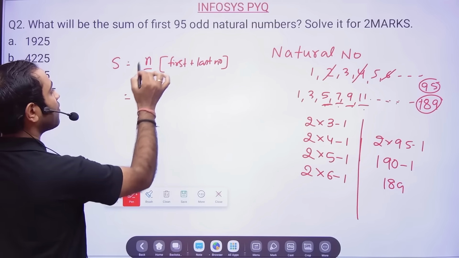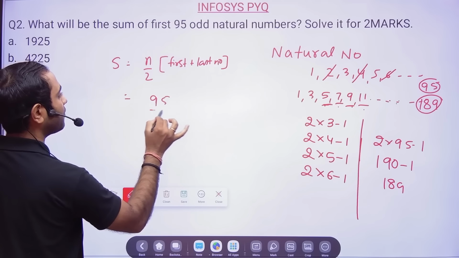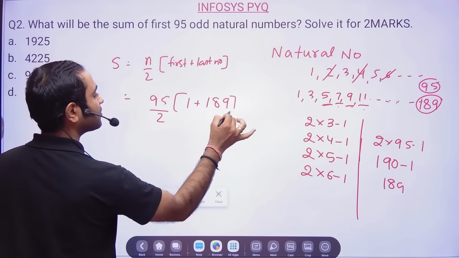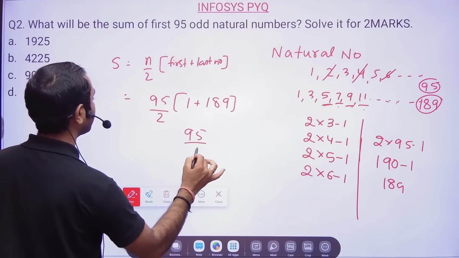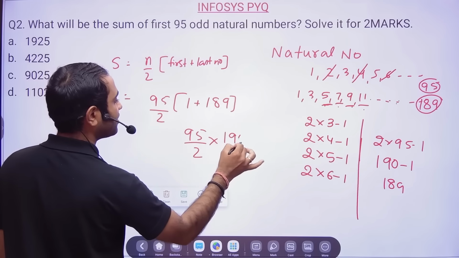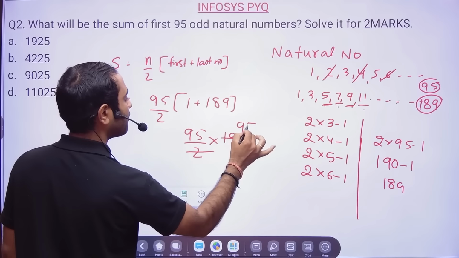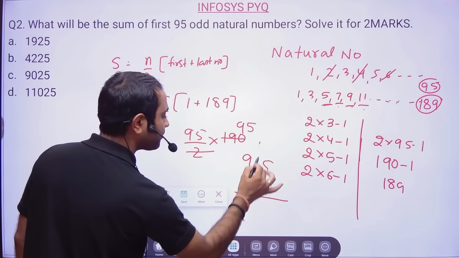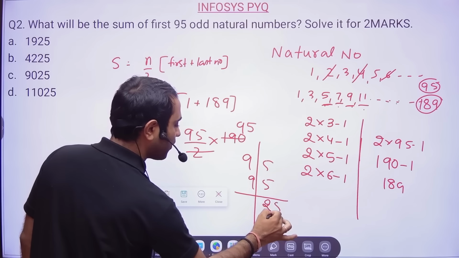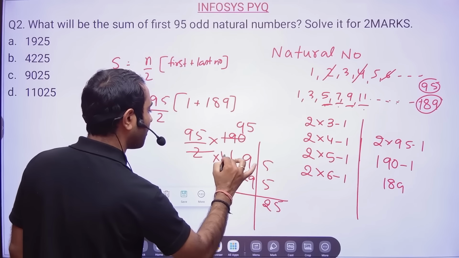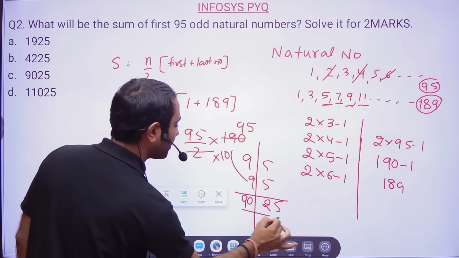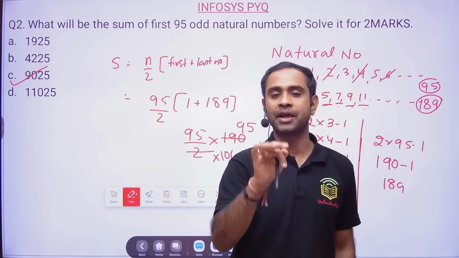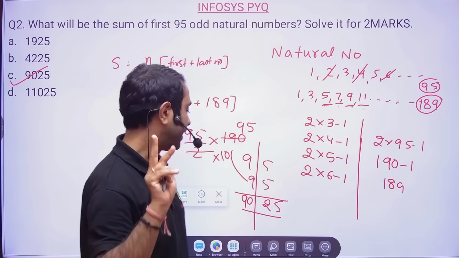Now n, what is the total number of terms? Sir, it is 95 by 2. The first number is 1 and, sir, the last number is 189. That's all, sir. If you solve this, you will get 190 into 95 by 2, and 95 into 95, how do we multiply? I have already taught you. 5 into 5 is 25. 9, you increase by 1, it will become 10. 9 into 10 is 90. So 9025 for question number 2. Option 3 will be the correct answer, and you will be getting 2 very good marks.